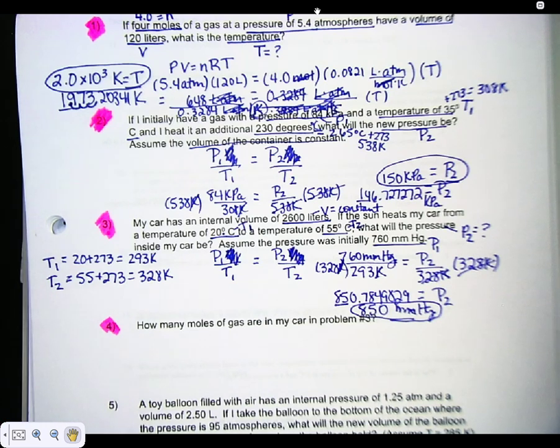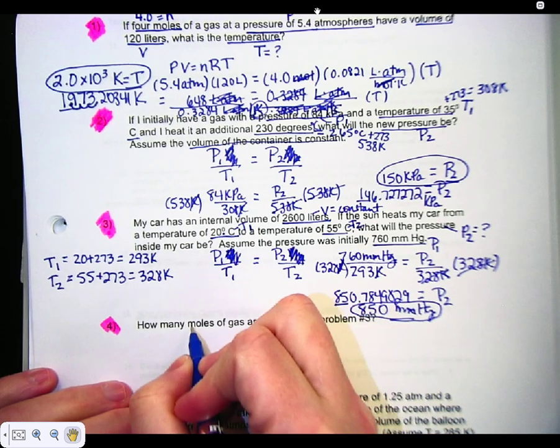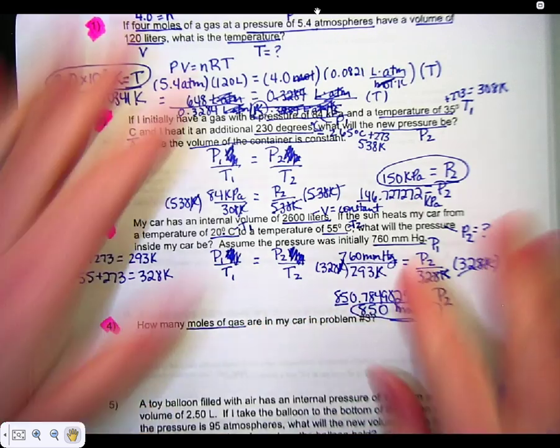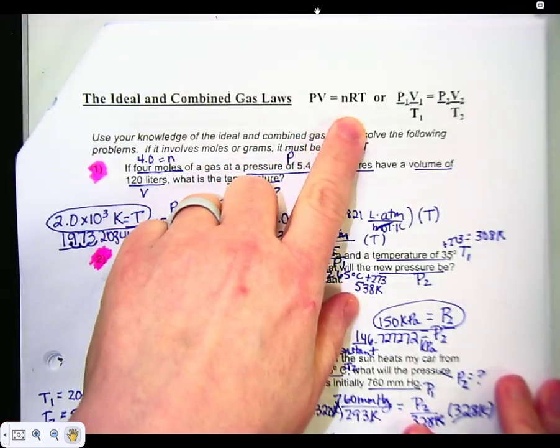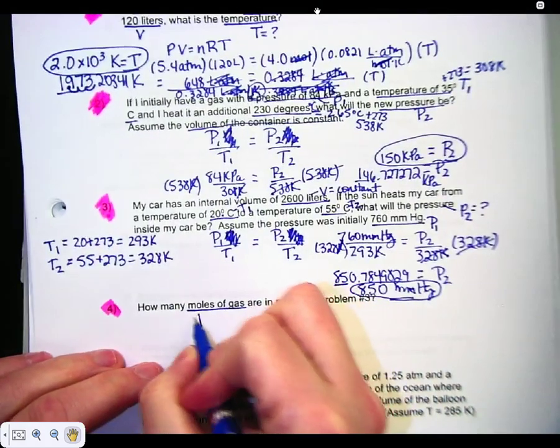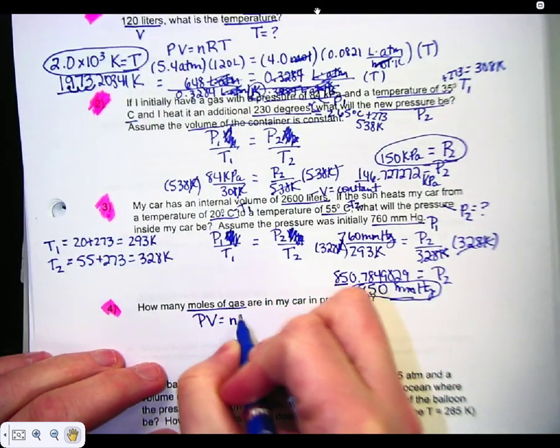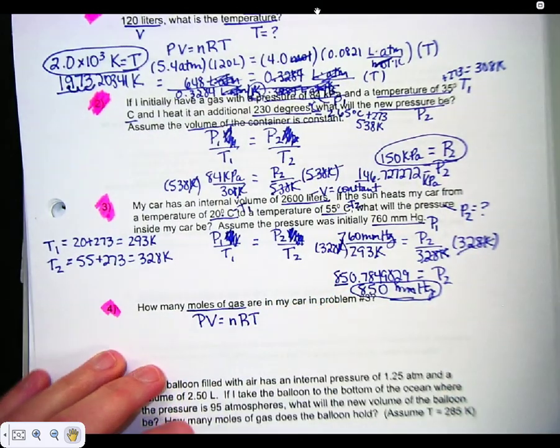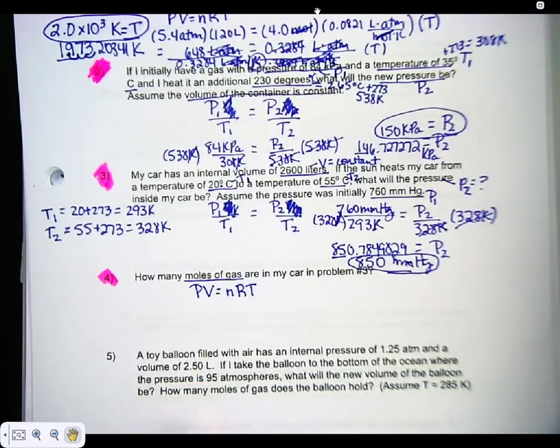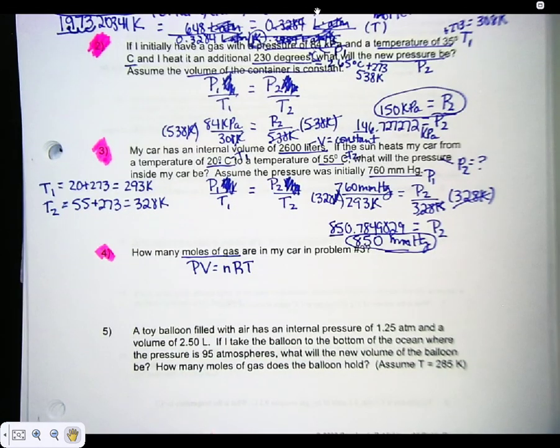Number 4 relates back to number 3. How many moles of gas are in my car in problem number 3? Okay, moles of gas. Well, that tells me I'm going to have to use the equation with moles, which is PV equals nRT. Okay, so then how do I do this? Because I have 2 pressures and I have 2 temperatures. Again, my volume remains constant, so I know that V is going to be the 2600.